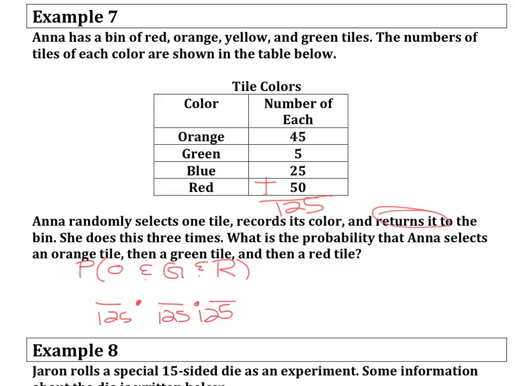All right, so how many orange are there? Well, there's 45 out of 125 to start. Let's say she does pick an orange. She then puts it back. How many green are there? Well, there's 5 green out of the 125 total. So that would be the probability of green. And then what's the probability of red? It would be 50 out of 125.